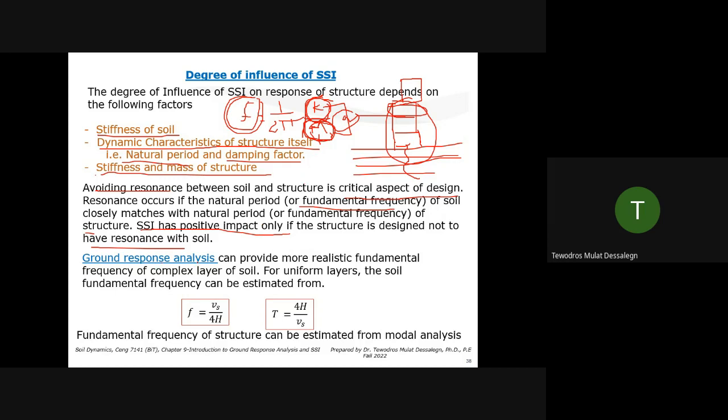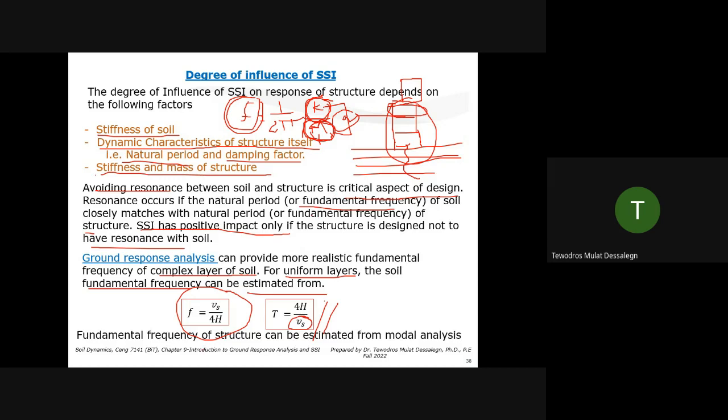Ground response analysis can provide a more realistic fundamental frequency of a complex layered soil. For a uniform layer, the soil fundamental frequency can be estimated, right? These are the equations we derived in the previous slides under section 9.1. So for the soil, you can use this roughly to estimate. If you have several layers, Vs can be a weighted average just for a quick estimation.